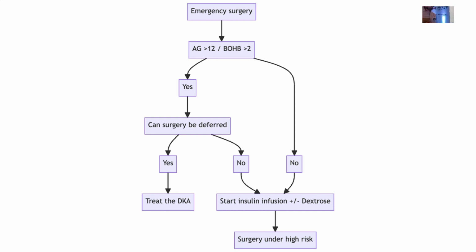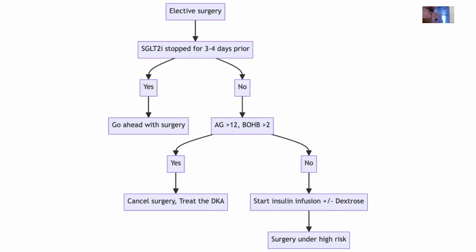If the surgery cannot be deferred, or if the values are normal, still start the patient on an insulin infusion with or without dextrose. If the glucose is more than 250, give normal saline. If the glucose is less than 250, it is better to give dextrose-containing fluid. So this is the outcome. And all of these patients should be told that surgery is under high risk, when you have an emergency surgery with a patient on an SGLT2 inhibitor.